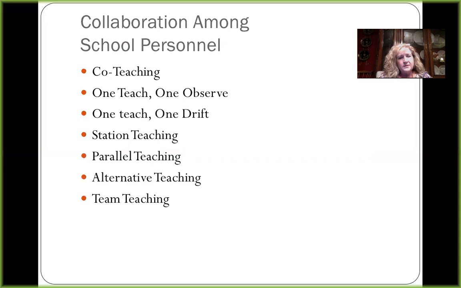Station teaching, that's what you might have referred to as centers, stations that many of our lower grade levels use. We've gotten better at working that up to a more age-appropriate teaching and getting away from just a whole lot of lecture kind of delivery at our higher grades as well. Parallel teaching, two teachers working at once, alternative teaching, back and forth, and that differs a little bit from team teaching. So read about those in your book as well, so you can delineate the differences.